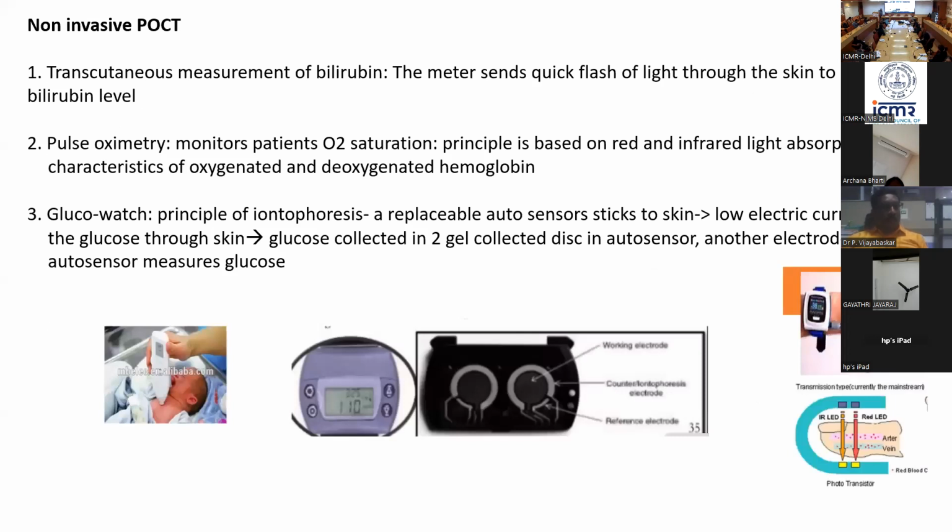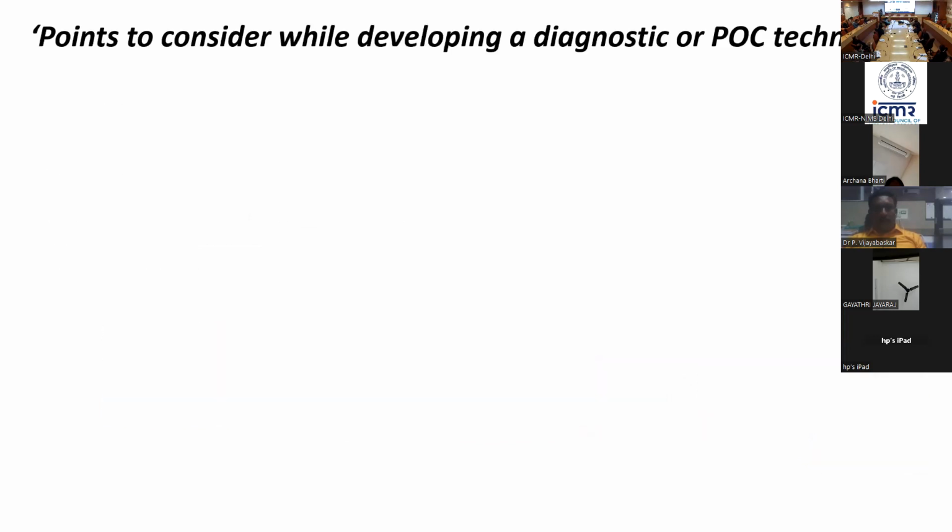Then nowadays, you even have these non-invasive ones. We all wear the sports watch showing our oxygen levels and so on. We use the oximeter. So this is another concept of point of care test. That is the non-invasive point of care. You have the gluco watch nowadays. Over here, what happens is there is a low electric current which pulls the glucose through the skin. And there's an electrode to give you the actual glucose measurement. So these are the non-invasive.